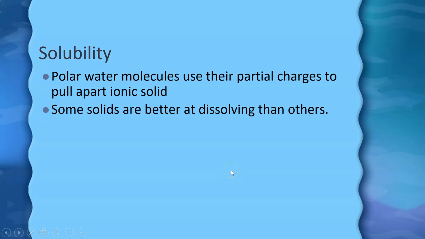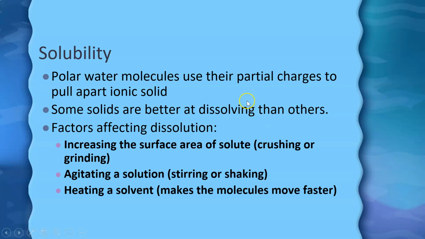Of course, we know that some solids are better at dissolving than others. We have made precipitates before, so we know that some things, even if they are ionic, are insoluble in water. And so we can think about some factors that actually affect whether or not something will dissolve, and especially how quickly something will dissolve.